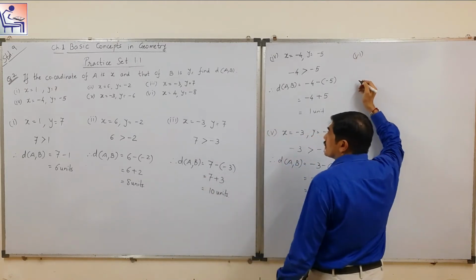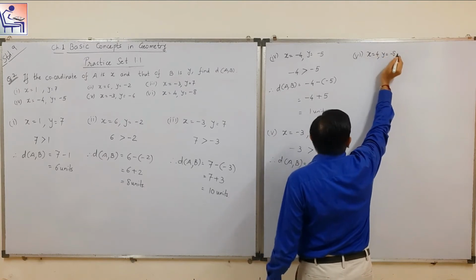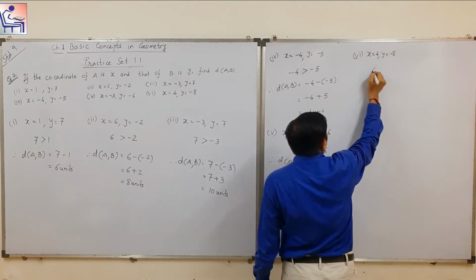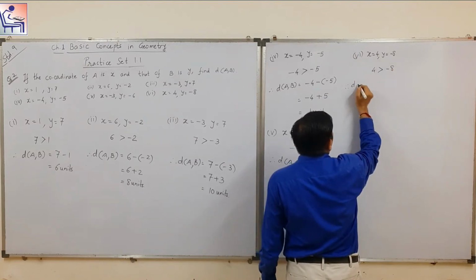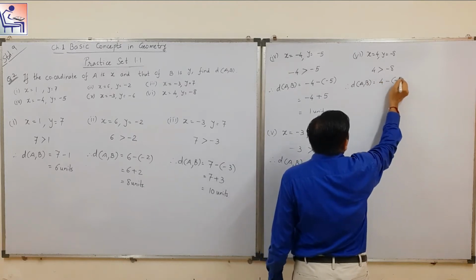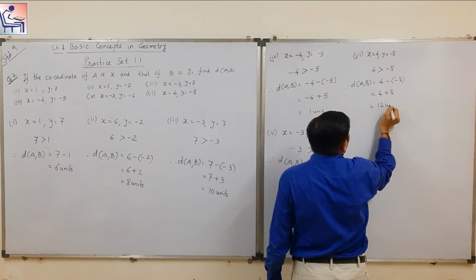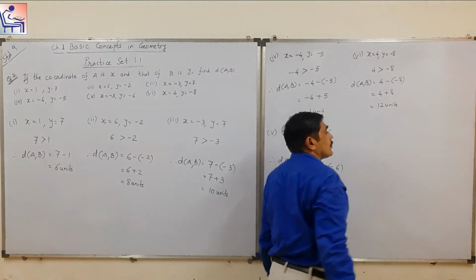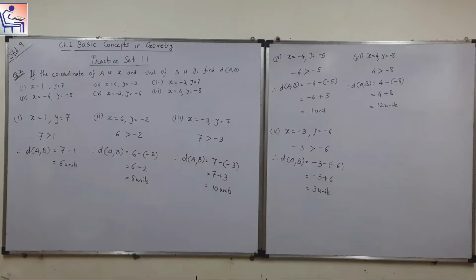Now question number 6. X is equal to 4, y is equal to minus 8. Now we know that 4 is greater than minus 8. So distance AB is equal to 4 minus minus 8. So 4 plus 8 is equal to 12 units. Here we have completed your question number 2.